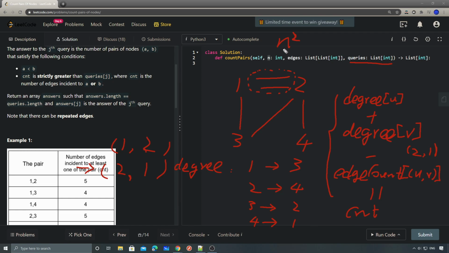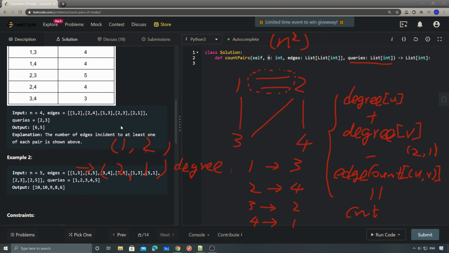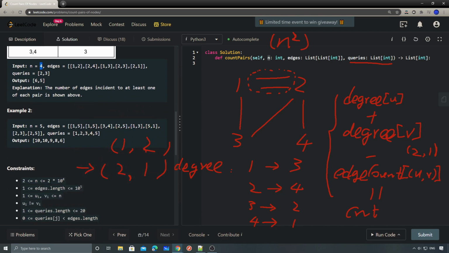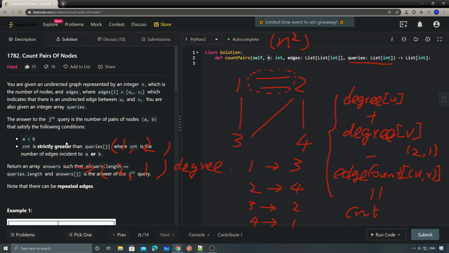But obviously, as you can see, this is O of n squared time complexity to find all the pairs for this graph, right? And that obviously will TLE, and that's what makes this problem a hard one. So how can we solve this problem? If we go back to this formula here, we have degree u plus degree v, and then we subtract this edge count, and then we compare this with the query value here, right?